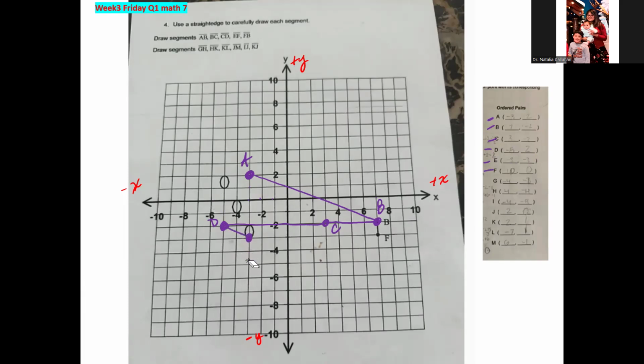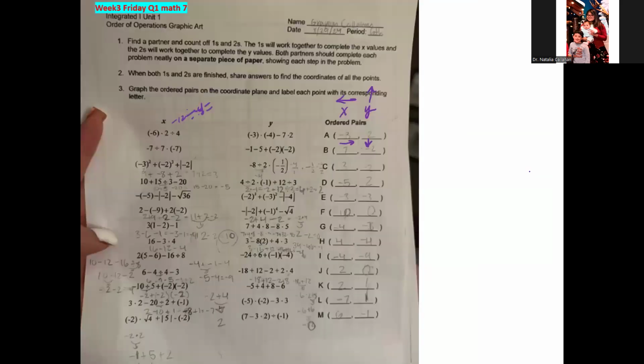Or that's F. Or hold on. Negative 3, that's E. F is that 10, 0? Is that F? 10, 0? Maybe? No, I don't want a maybe. I want an actual answer.